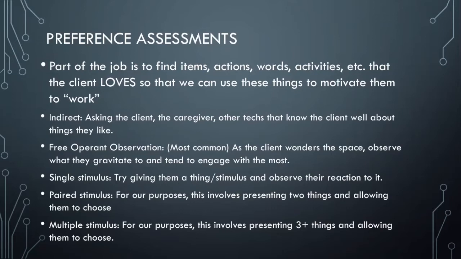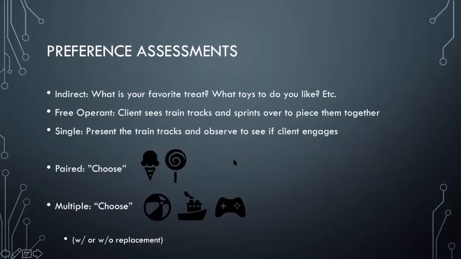Okay. Any questions before we move on? We have indirect, which is just an interview. Free operant, which is you just watch them and see what they like. Single stimulus, present one thing. Paired stimulus, present two things. Multiple stimulus, present more than two things. Do we got it? And as you see in my PowerPoint, I've provided visual examples of what that would look like in real life.